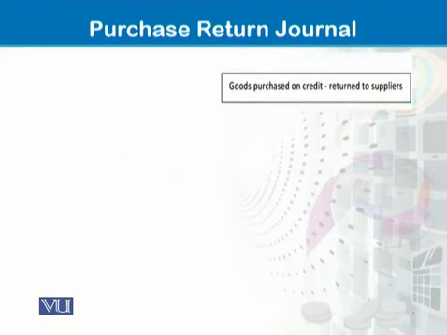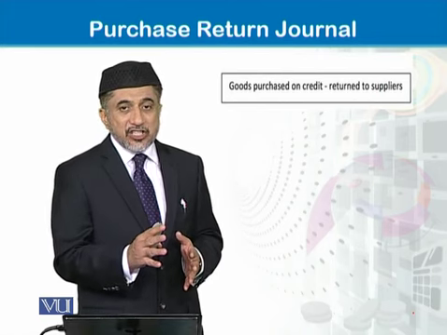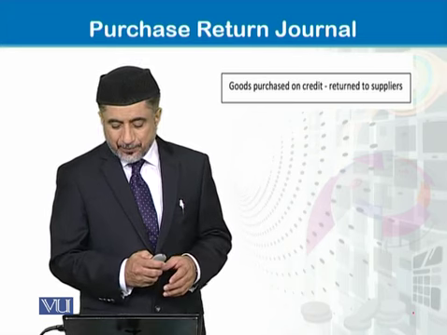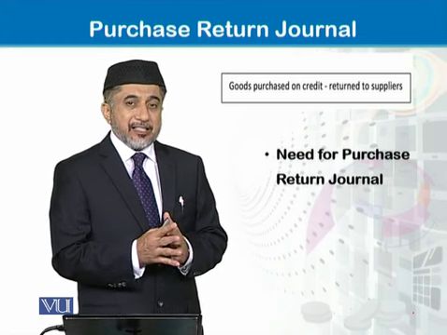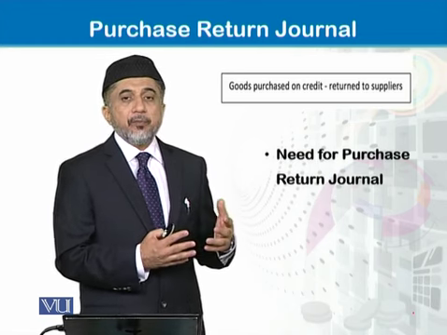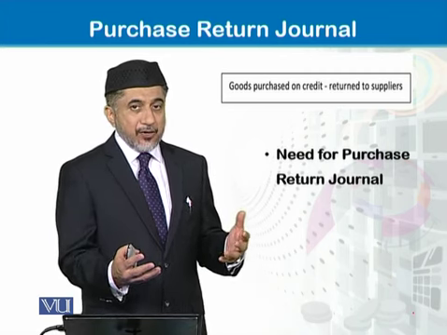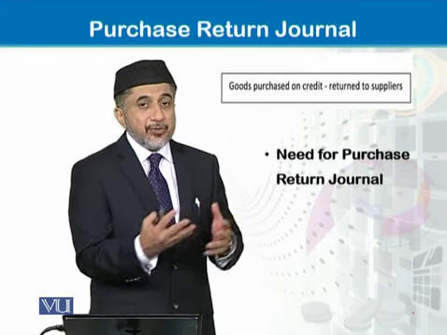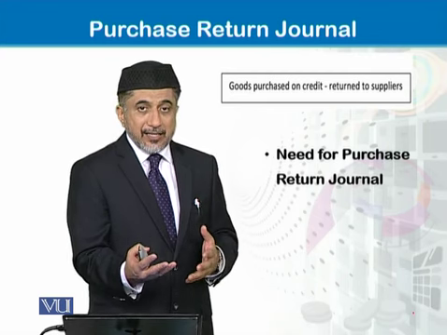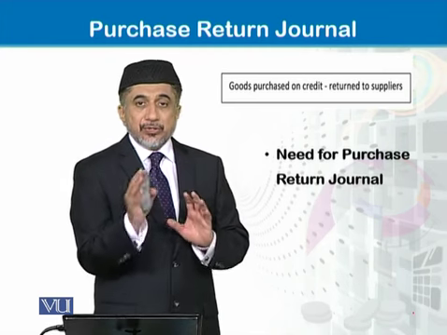Okay. So here we record only such purchase returns which are happening against the credit purchases. And why do we need purchase return as a separate journal? Because there are so many purchase returns happening in our business. We are returning our purchased goods back to our supplier, which is reducing our supplier's payable balance. Now we don't need to pay those suppliers because we have returned goods to them.